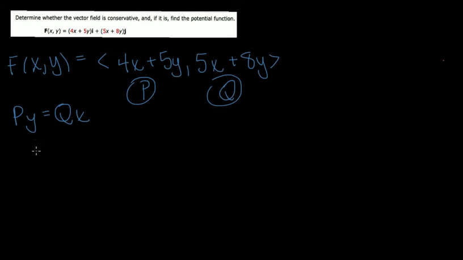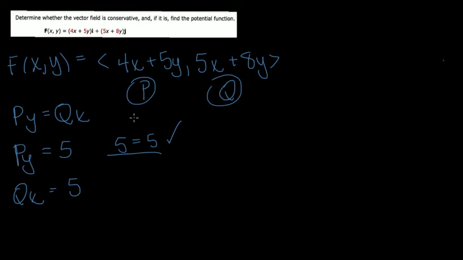So Py is P with the partial derivative with respect to y, and for Q, we're going to want to take the partial with respect to x. So Py is equal to the partial with respect to y, this would be 0, and then the derivative of 5y is just 5. And then Qx is the partial derivative of 5x with respect to x, which is just 5, and then over here is 0 because there's no x. As we can see, 5 is equal to 5, so that's correct. So that means they are conservative.